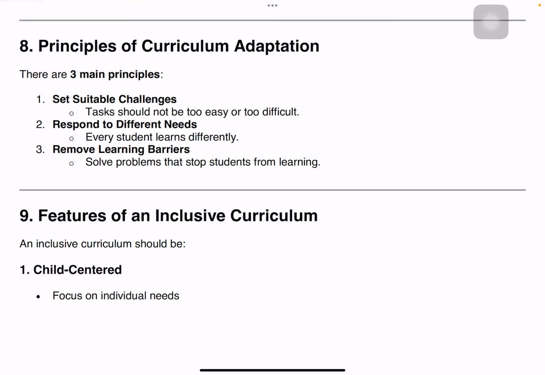Number 8, principles of curriculum adaptation. There are three main principles. Number 1, set suitable challenges. Tasks should not be too easy or too difficult. Number 2, respond to different needs. Every student learns differently and has different needs. Number 3, remove learning barriers. Solve problems that stop students from learning.